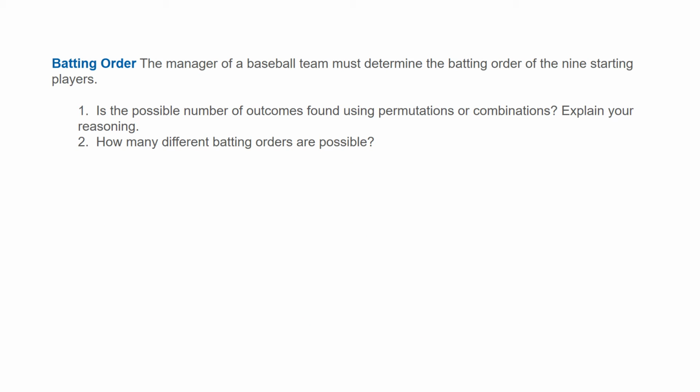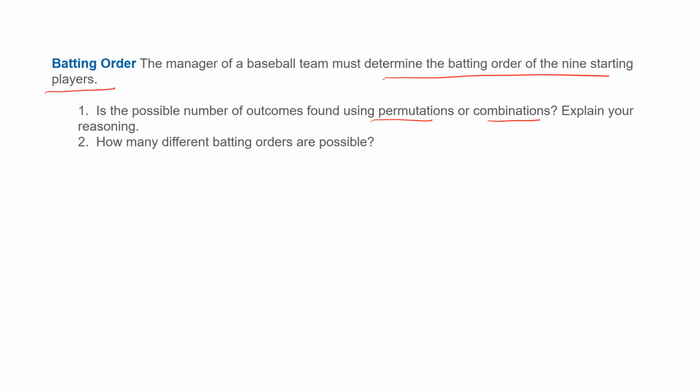So we have 9 players on this team. Okay. Now, first of all, I want to find the batting order for all 9 players. Okay. Is the possible number of outcomes found using permutations or combinations?